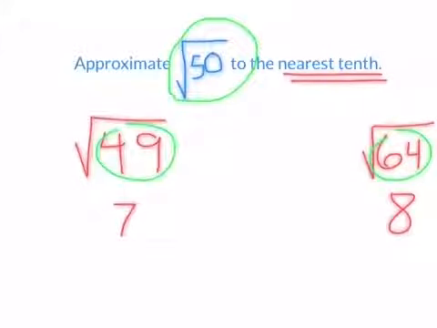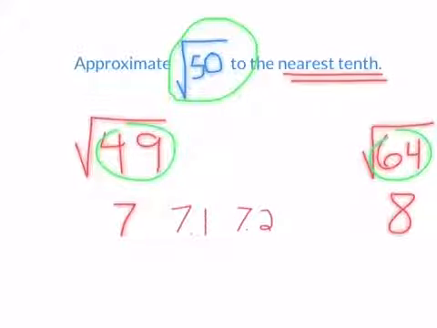If I'm trying to go for the nearest tenth, I'm going to start by asking myself which side it's closer to. Is it close to 49 or is it close over here to 64? Obviously, 50 is right next to 49. So it's going to be way over on this side, maybe a little bit bigger than 7, like 7.1 or 7.2. Maybe even 7's the closest.